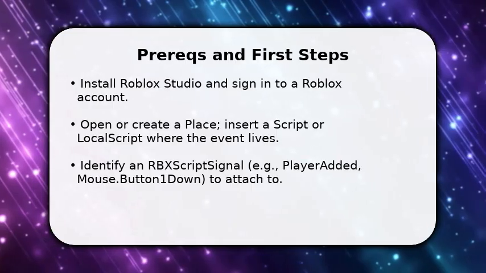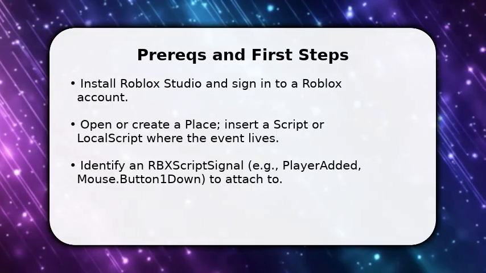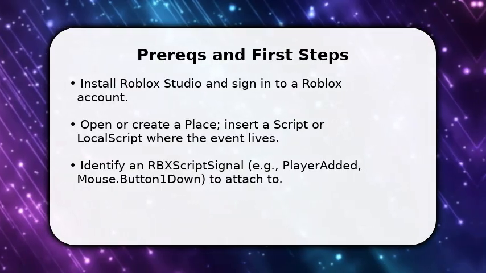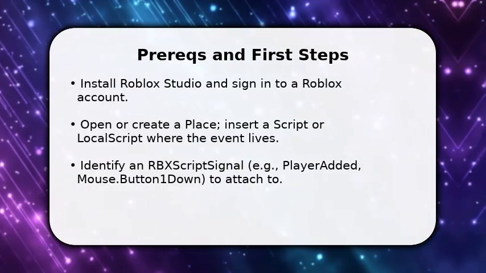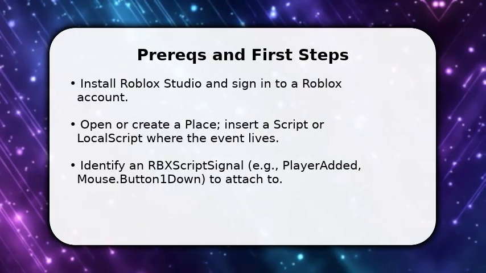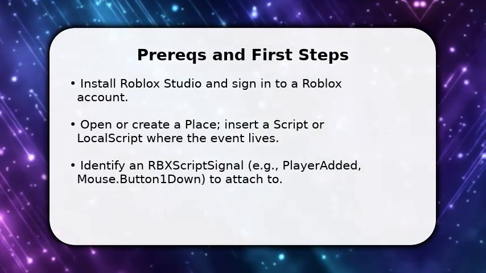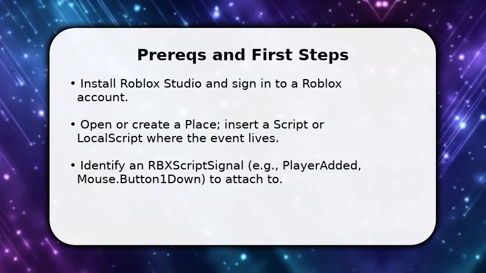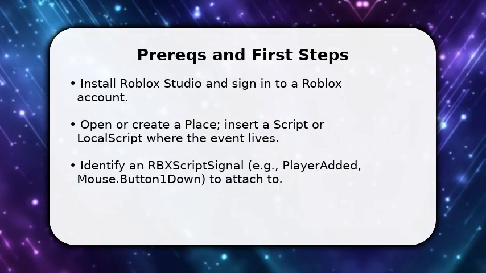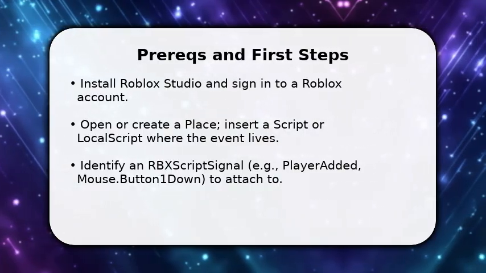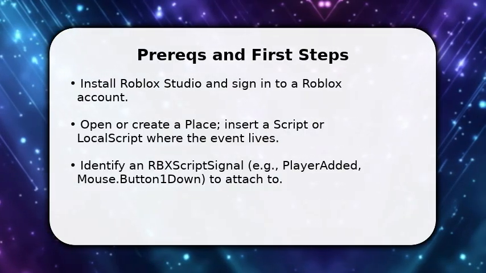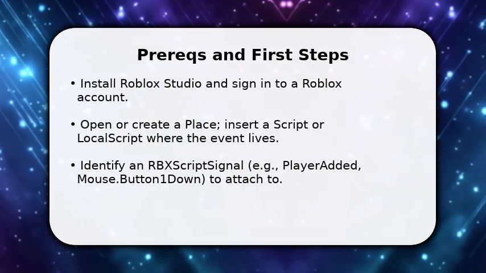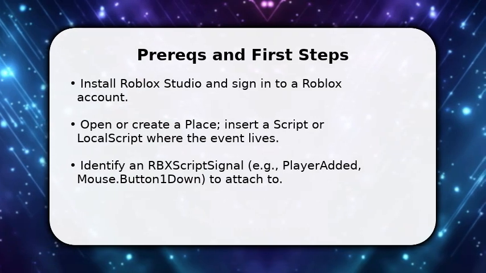You start by opening Studio and placing a script where the interaction belongs. This is why you skipped basic setup. Locate an RBXScriptSignal such as game.Players.PlayerAdded or a GUI event, then reference it in code. Once done, write signal:Connect(function(param) end) to bind a handler. This attaches your function to the event so it runs each time the event fires. Make sure the script type, server versus client, matches the event source for correct behavior.